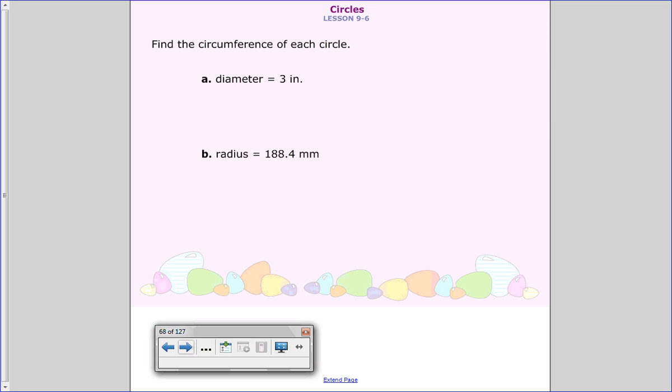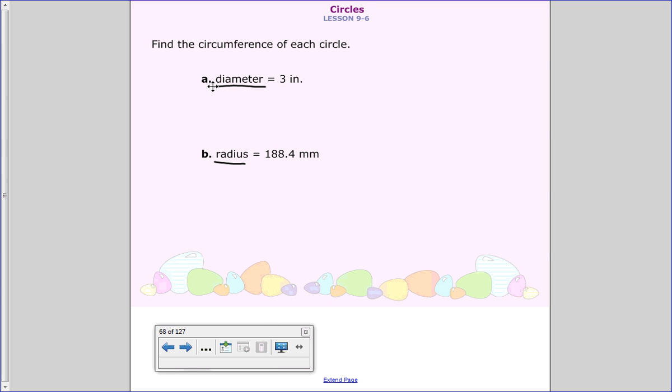Now here they say find the circumference of each circle, and I'm going to let you do A and B here. Notice for A, they give you the diameter, and for B, they give you the radius. Go ahead and do these, and when you're all done, come back and check your answer. So go ahead and pause me now.